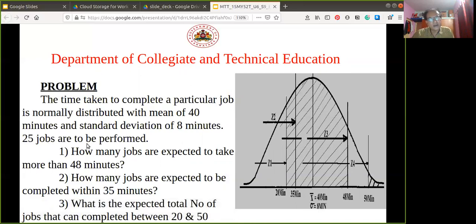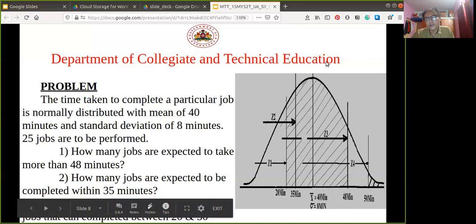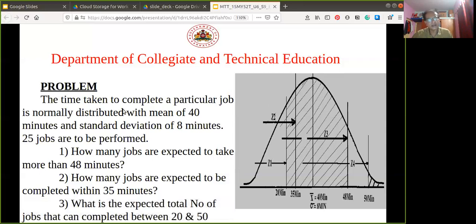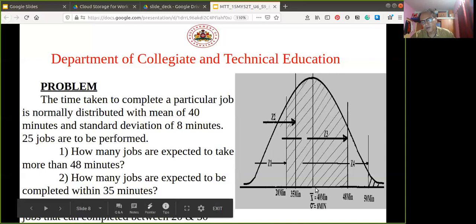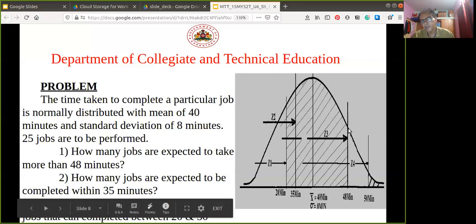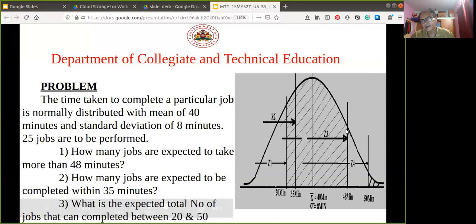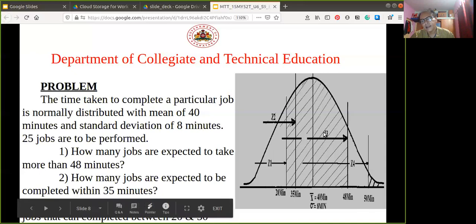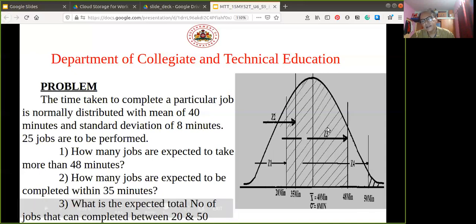So 25 jobs are performed, and they are all normally distributed. Then he has asked: find out how many jobs are expected to take more than 48 minutes. See here, the mean is 40 minutes. Say this is the 48-minute line. I called this 48-minute line Z3.